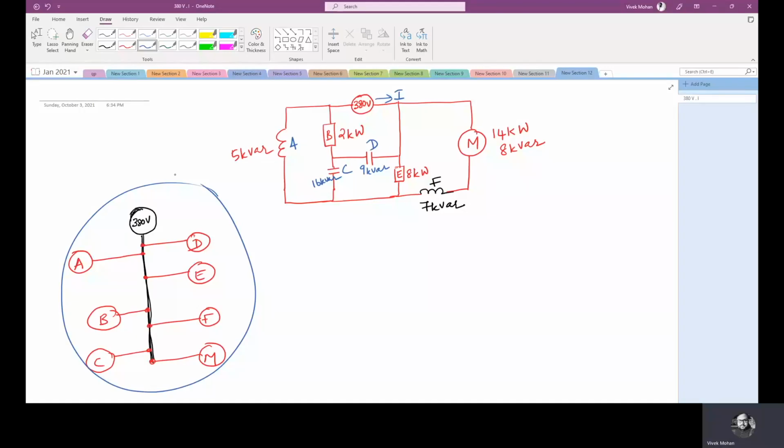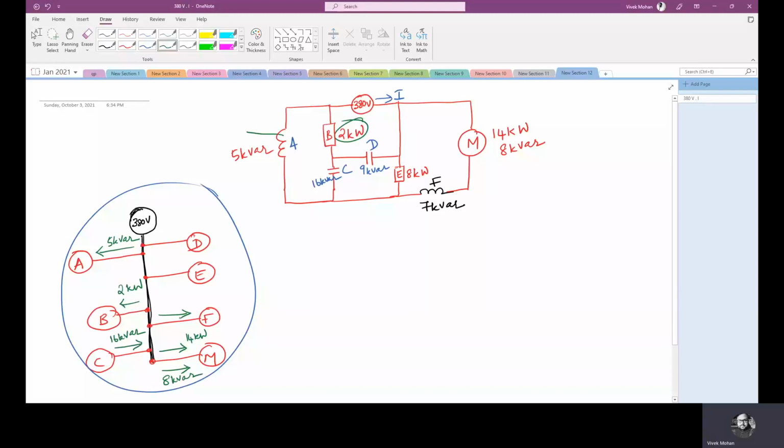Now load A. Where is load A? This is load A. Load A is inductive, right? So it absorbs reactive power. So I'm drawing arrow like this, and that is 5 kVAR. Right. Now, what about load B? I have load B, which absorbs active power, which is 2 kilowatts. Then I have load C, which is capacitor, so it generates or delivers reactive power. So this is 16 kVAR. Now my motor is receiving an active power of 14 kilowatts, and it is receiving a reactive power of 8 kVAR.